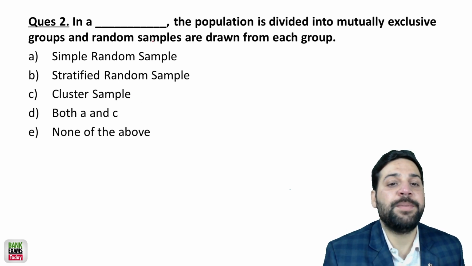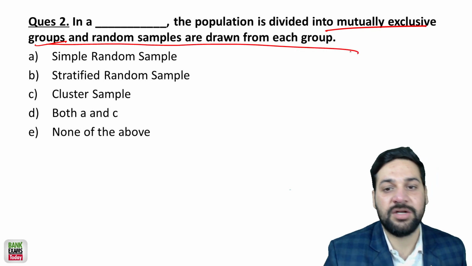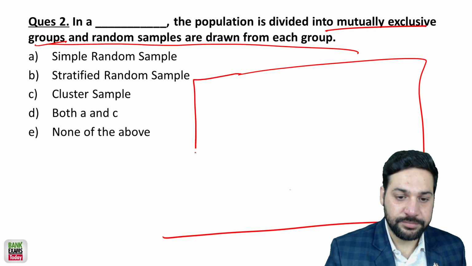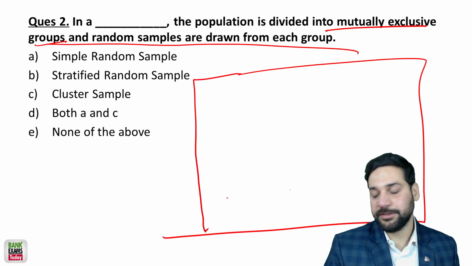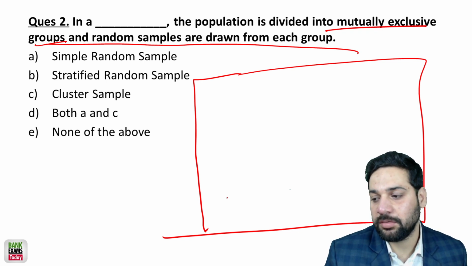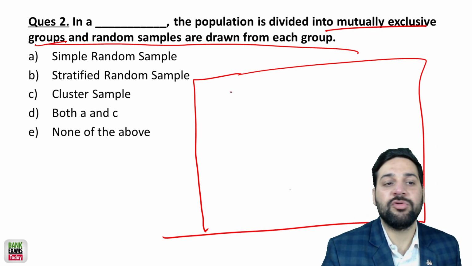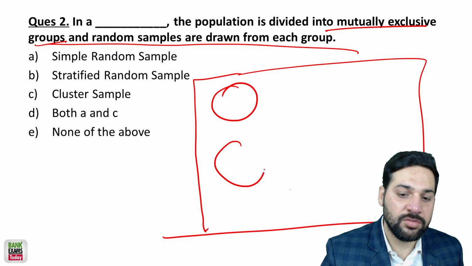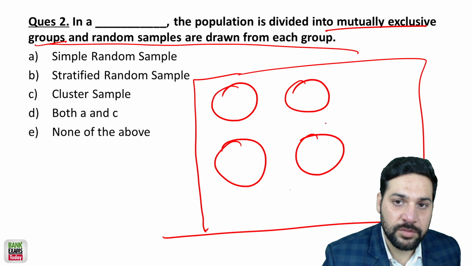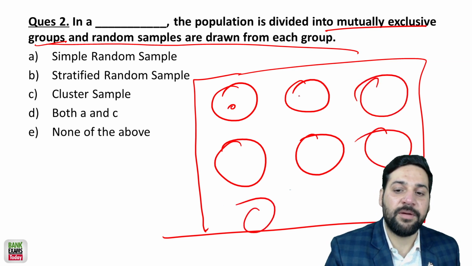In which sort of sampling is the population divided into mutually exclusive groups and random samples are drawn from each of them? So this is the population. What is population in case of samples? All the participants on which you are doing the research. So what you are doing is you are making mutually exclusive groups. You are stratifying your population into groups that are mutually exclusive, not the same, right? And now you are taking samples from here.